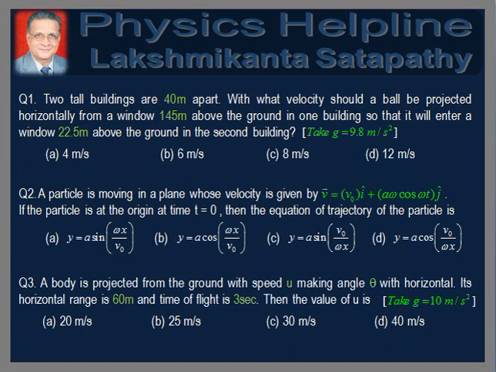Question 3. A body is projected from the ground with speed u, making angle theta with horizontal. Its horizontal range is 60 meters and time of flight is 3 seconds. Then the value of u is. Take acceleration due to gravity is equal to 10 meters per second square. The options are 20 meters per second, 25 meters per second, 30 meters per second, and 40 meters per second.